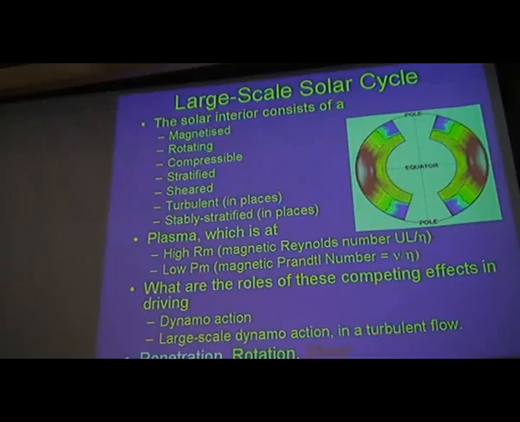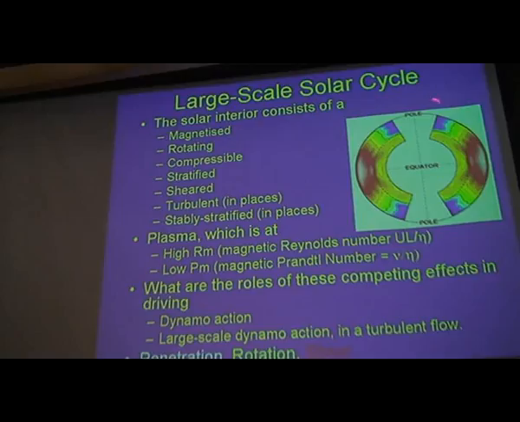Now, okay, so the solar interior consists of a magnetised, rotating, compressible fluid, and compressibility is an important feature in the surface layers of the Sun, but not so much towards the base of the solar convection zone. It's certainly stratified, it's sheared. This is a map of the internal differential rotation of the Sun, which we've seen before, showing that it rotates as a solid body, largely in the interior, and in the convection zone, the rotation is constant, largely on radial lines. So we have a fast rotating equator and a slow rotating pole. So there is differential rotation pretty much all the way through the convection zone. There's a shear at the surface layer.